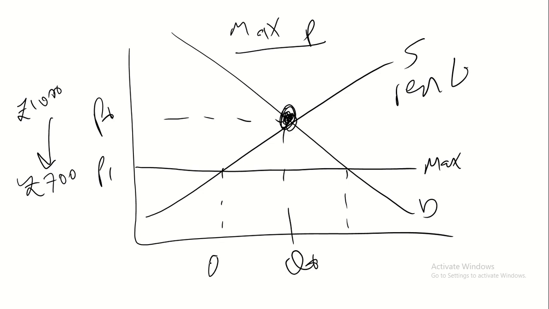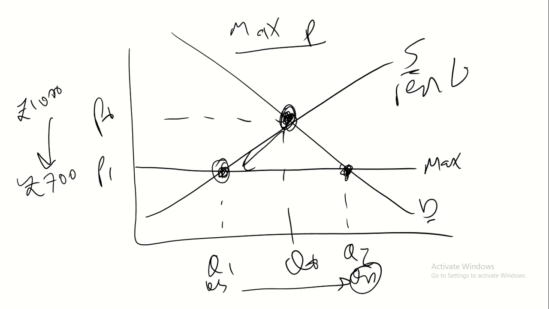Issue with it is we've got Q1 and Q2. Q1 is the quantity supplied. Q2 is the quantity demanded. We've got excess demand now in the market. More people want to live in London, move to London, but there's been a contraction in the supply.